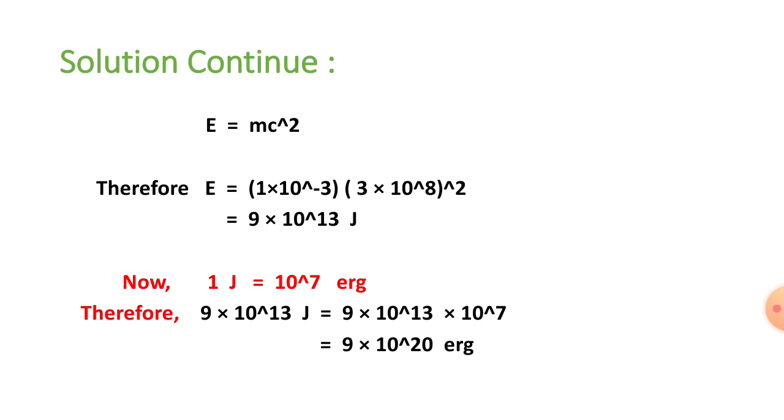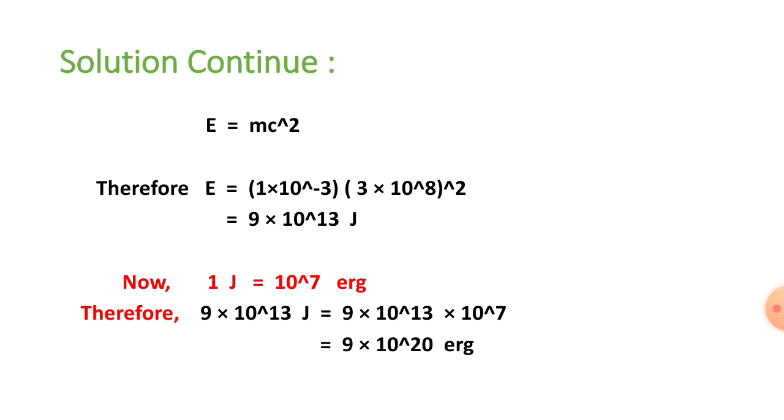We know the relationship between joule and erg: 1 joule is equivalent to 10 raised to the power 7 erg. We have already studied this in class 7 and 8, so it is very basic and simple. If you don't know, you should know it now. Therefore 9 into 10 raised to the power 13 joule equals 9 into 10 raised to 13 into 10 raised to 7, the quantity of 1 erg. When we solve this, we get 9 into 10 raised to the power 20 erg. So we have got the answer in joule and erg.